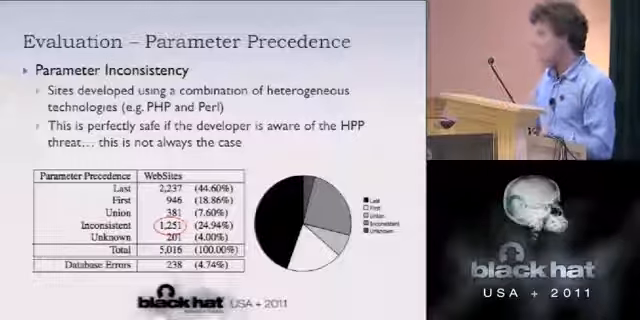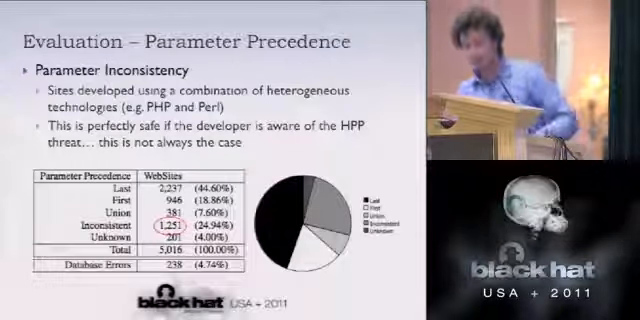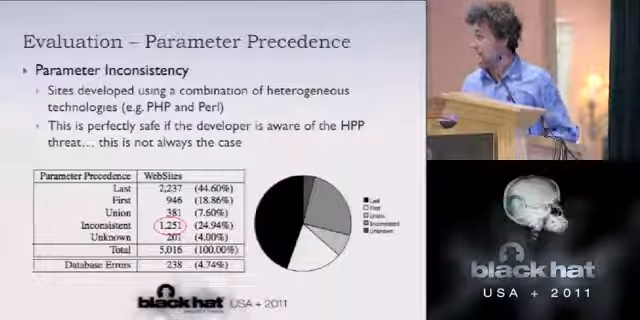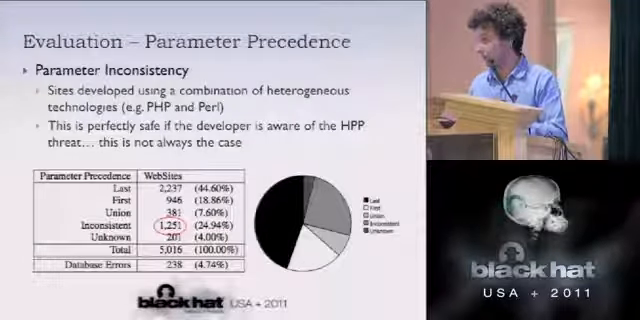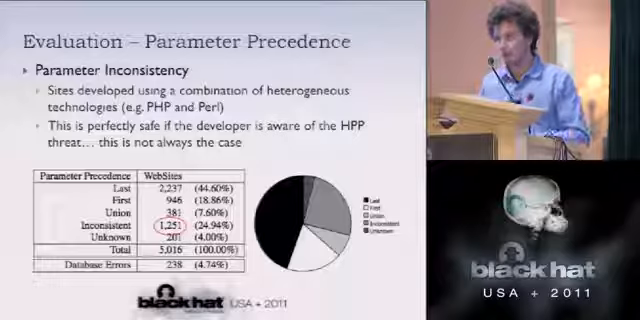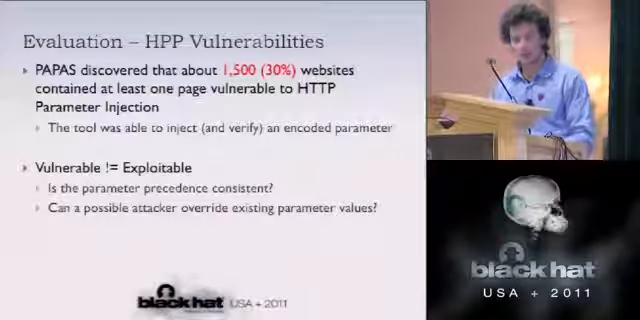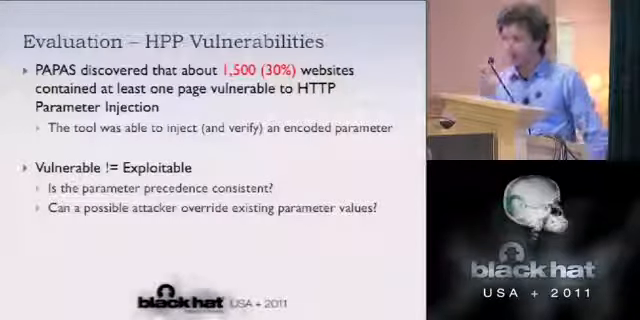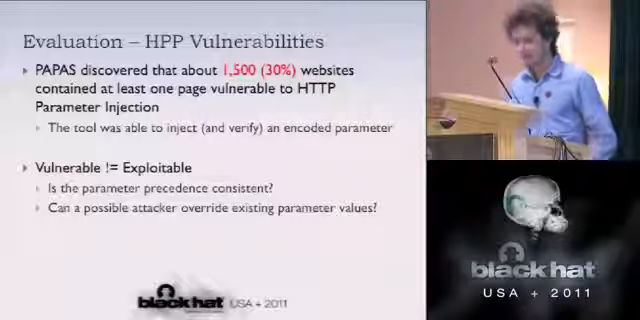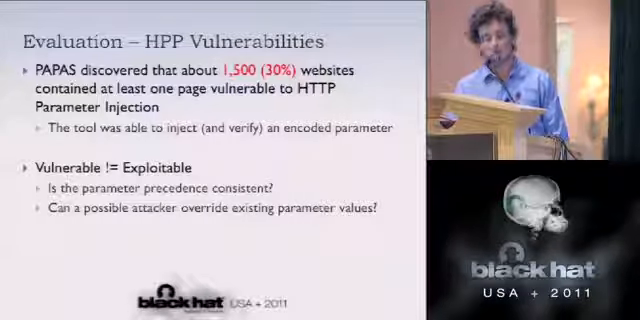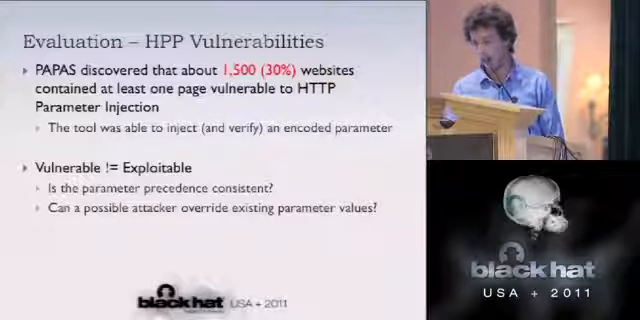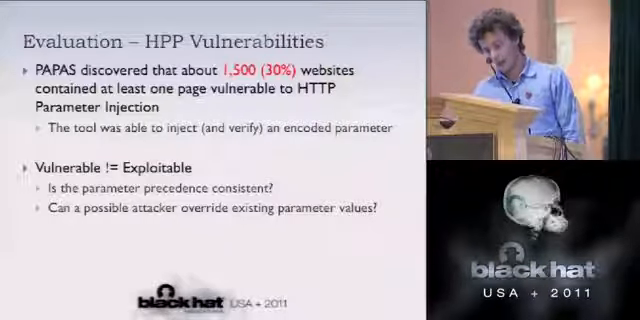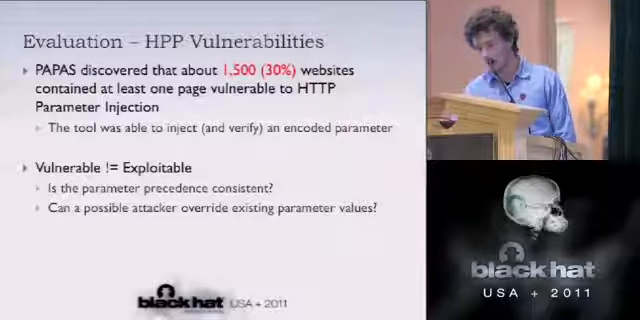So there is nothing bad with this if a developer is aware of the fact that somebody can actually exploit this problem to run HPP attacks. This is actually the case because we discovered that out of 1,500 websites we tested, about 30% of them contain at least a single page that is vulnerable to HPP parameter injection. This is really a lot.